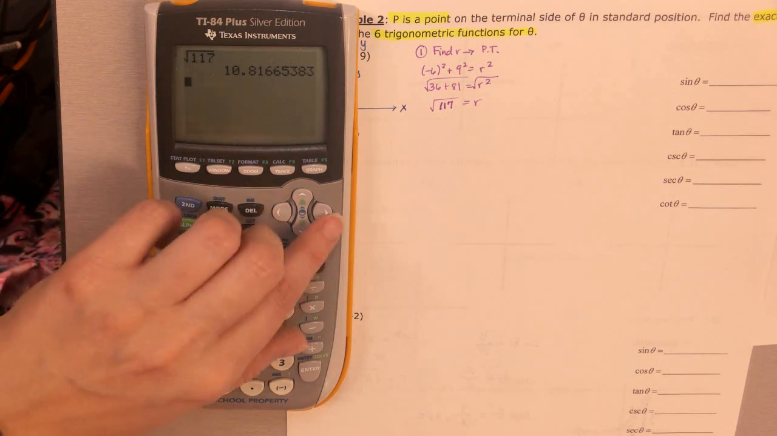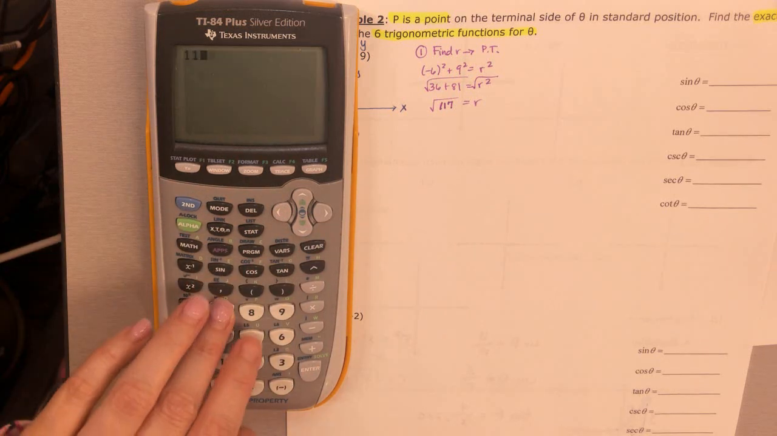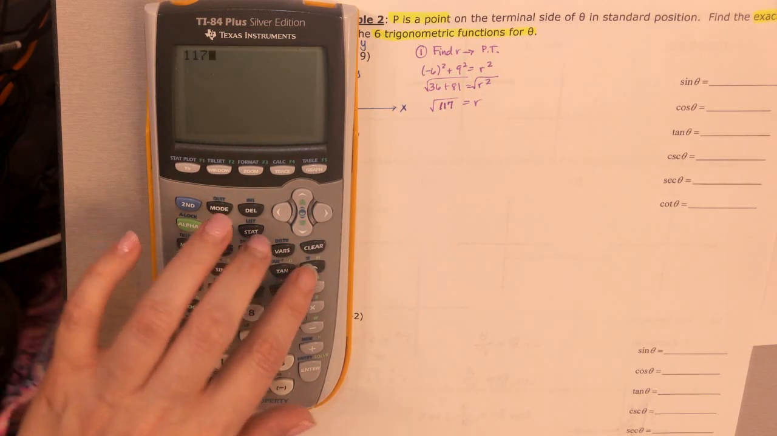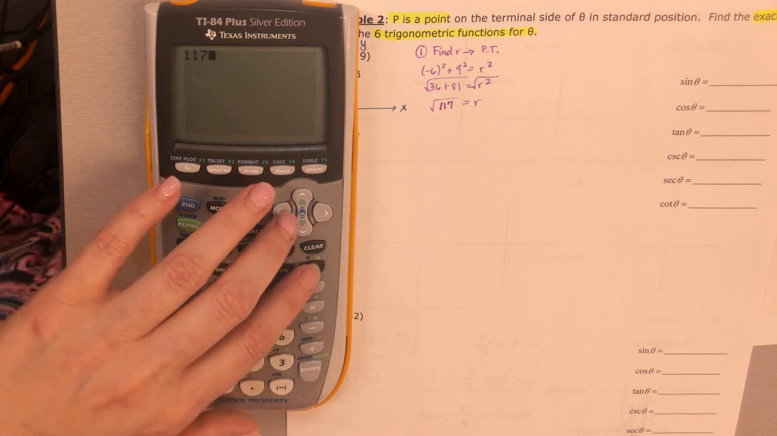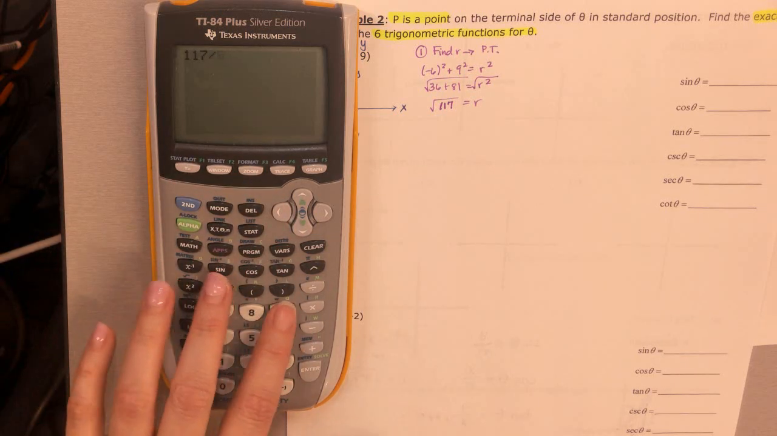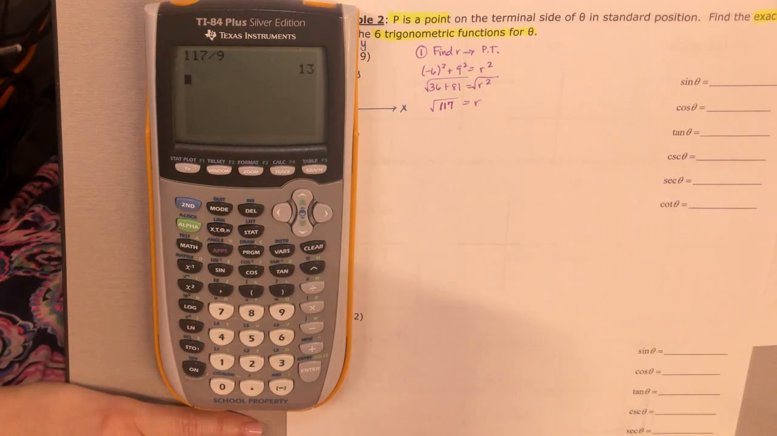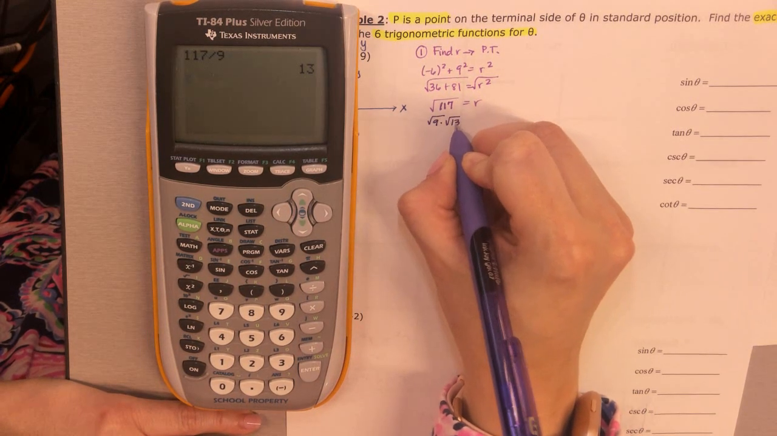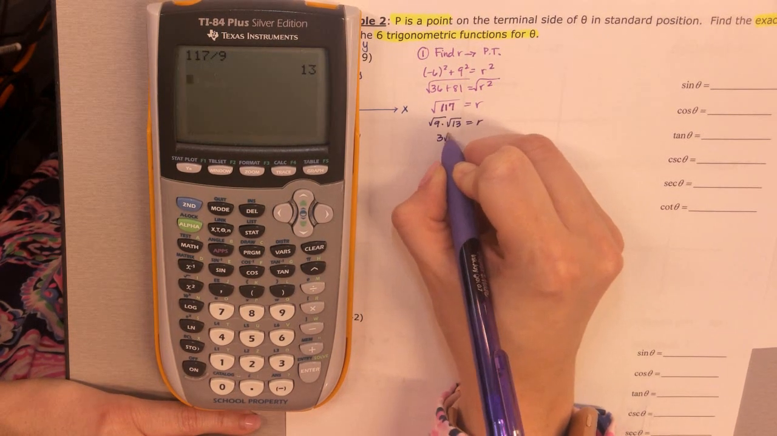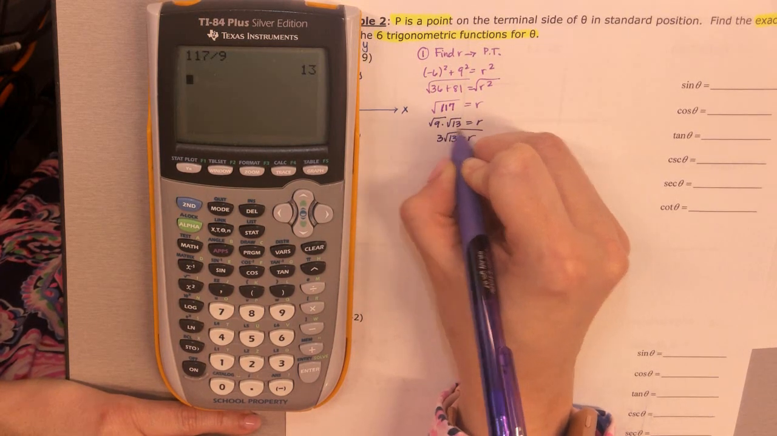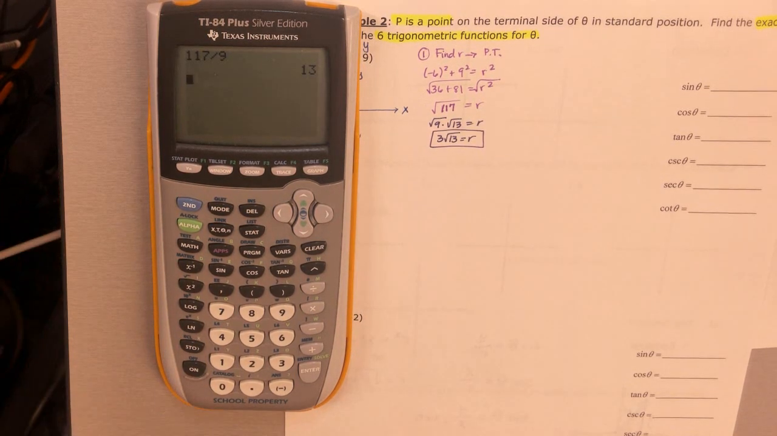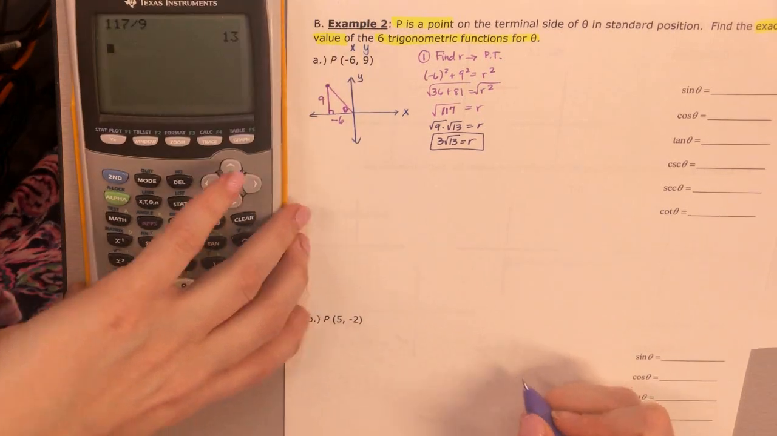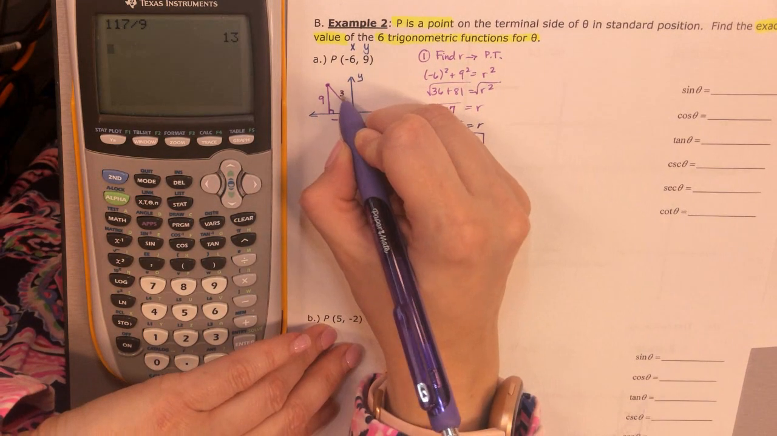Why? Yeah, it's an odd number. Okay, so after 4 we try 9, which is 3 squared. So 117 divided by 9. Yep, we got it. So if I rewrite this, this becomes 3 root 13. Okay, that is going to be your value of r, that is your hypotenuse.